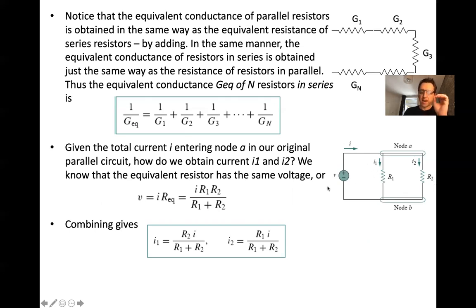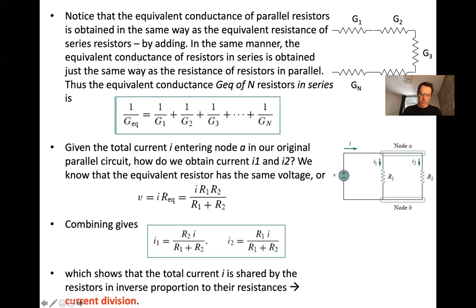So this is another case where we see that current follows the path of least resistance. Namely, if R1 is very high, so if R1 is much bigger than R2, then the current will want to avoid R1 and go to R2. Whereas if R2 is much bigger than R1, then the current will want to avoid the outside path and take the inside. Okay. So the current is shared in inverse proportion to their resistance. That's current division.